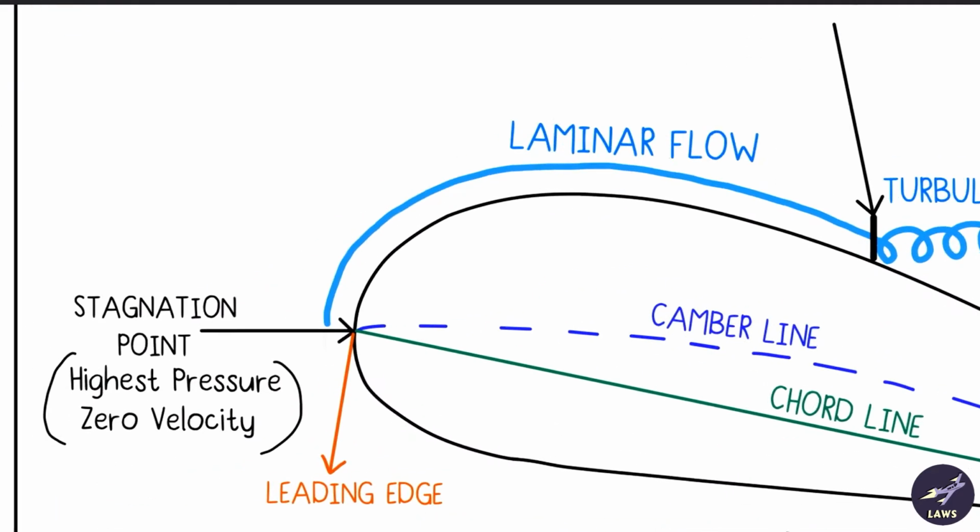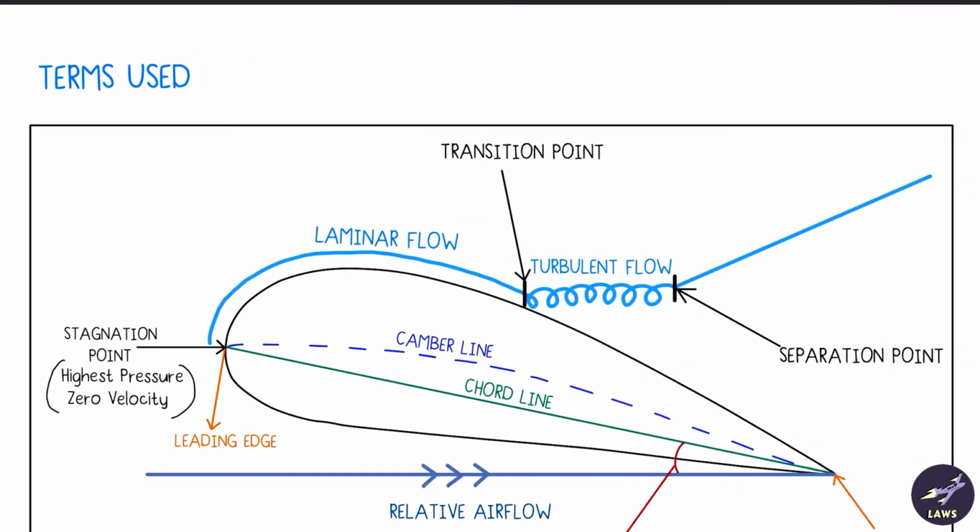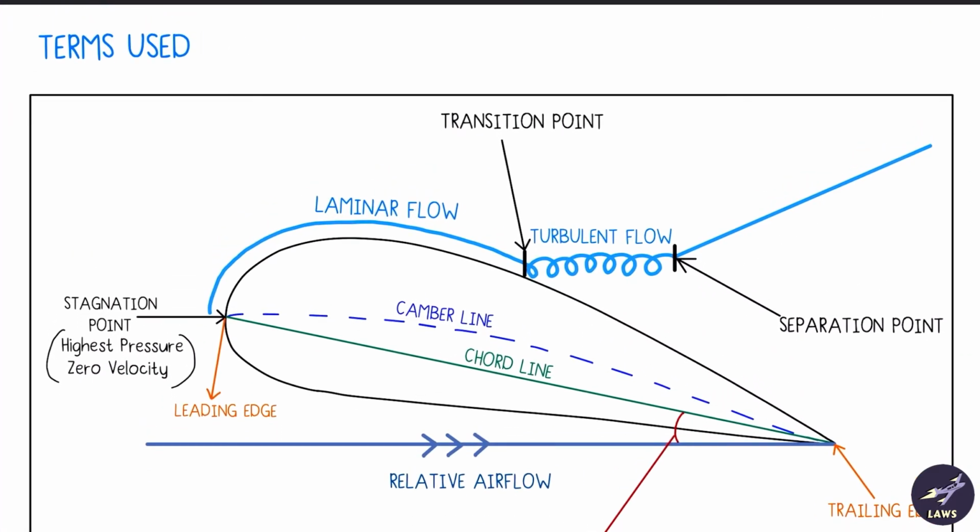Okay, then we have the stagnation point. This is where the airflow first hits the aerofoil. This point is the point of highest pressure and zero velocity. So we have to remember this. Now we'll look at the definitions of all that is explained here.